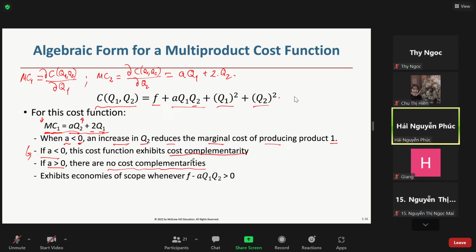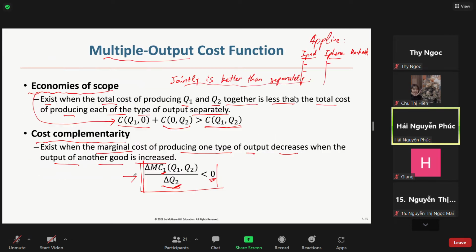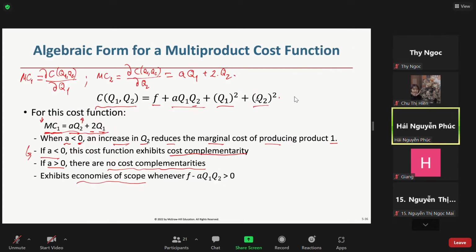All right. Now let's take a look at the condition for the economy of scope. If we look back at the definition of the economy of scope, it tells us that producing jointly is better than producing separately. Now let me write it down.